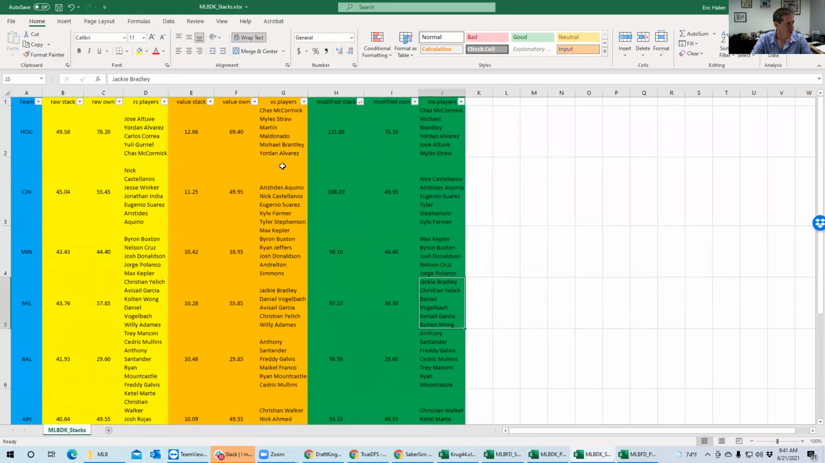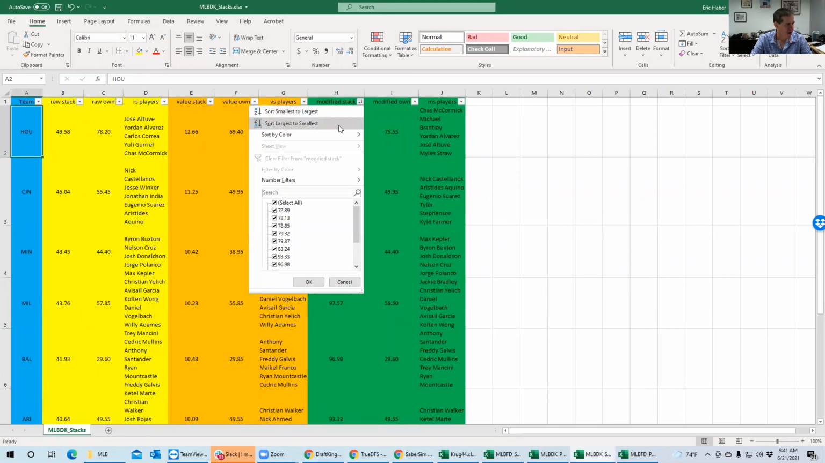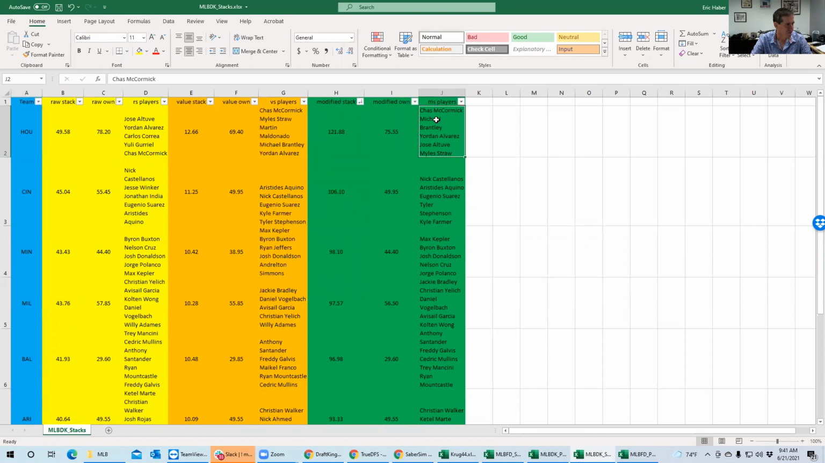And so how are we going to rank these? You can either rank them by raw or by modified in a situation like this. If you rank them by modified, Houston rates out to be the top play by a lot. And they're highly owned as a result. If you rate them by raw points, Houston again rates to be the highest performer by a lot, and they're going to be the highest owned.